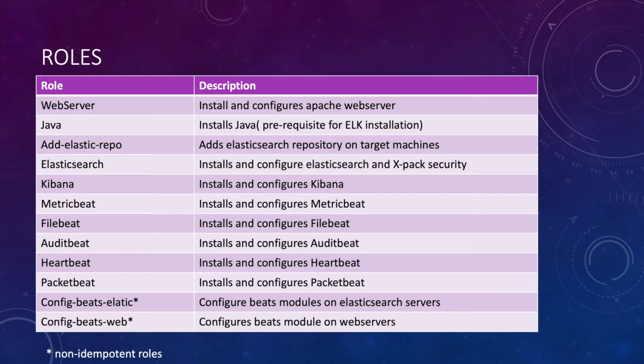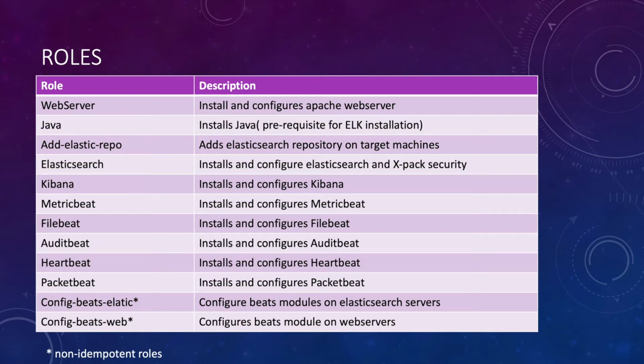Hey guys, before we move on, we need to understand and create the structure for this demo project. We will use roles to make our automation scripts reusable. Here is a list of the roles that we will create. Web server role will install and configure Apache service to be installed on web servers.